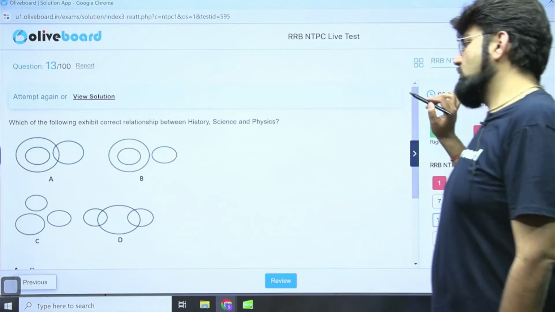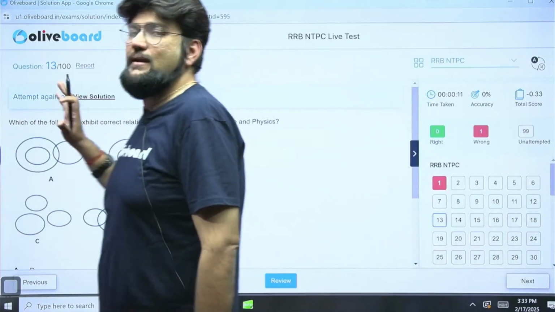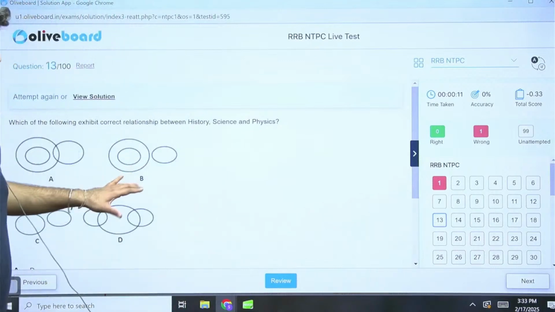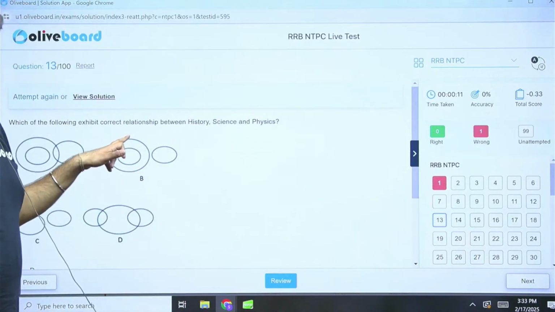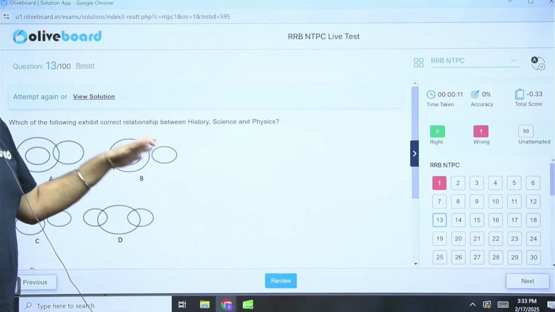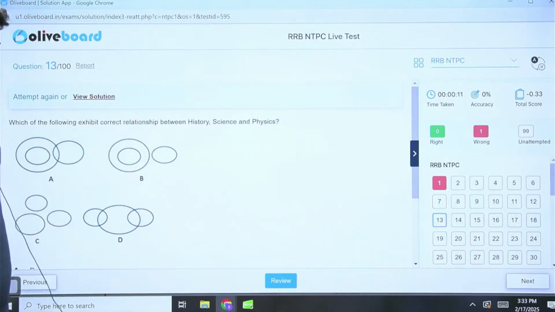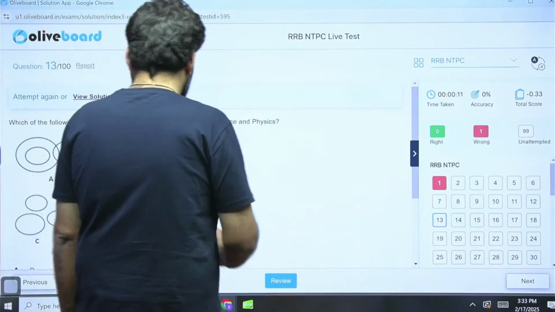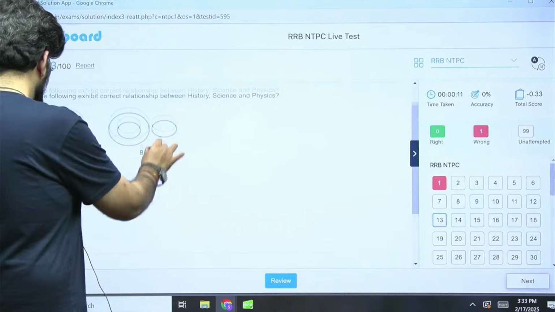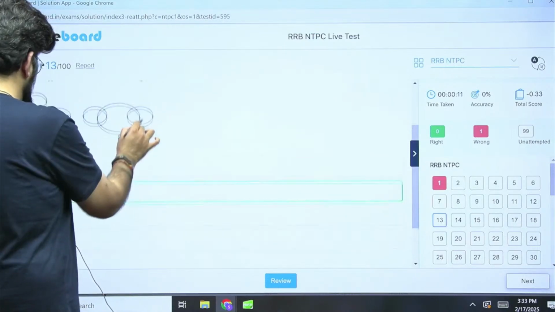In Venn diagrams, you will always consider these to be separate entities, right? Physics is completely part of science, right? But history is separate. So option B becomes your correct answer here. Figure B becomes your correct answer here, which is there in option B only.